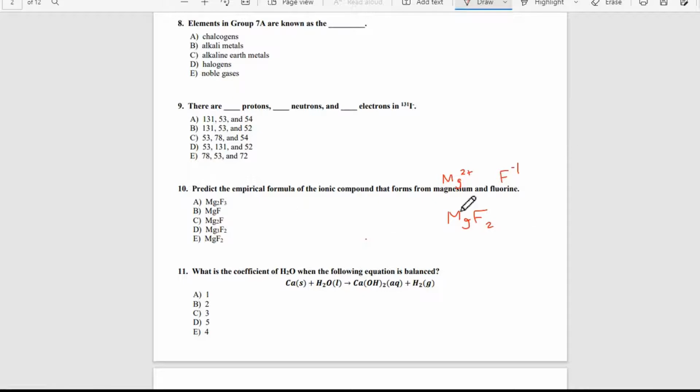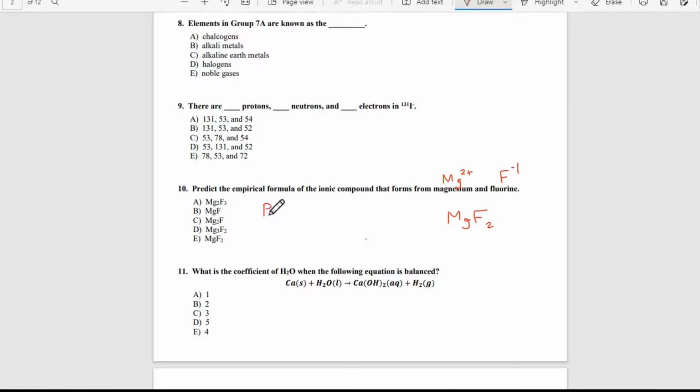You can cross it. Just be careful. If you cross it, make sure that the subscripts aren't divisible by the same number. Also, make sure that you don't include the positive or negative. So I'm not a huge fan of the whole crisscross thing, but I can give you an example of a time where you might want to be wary.